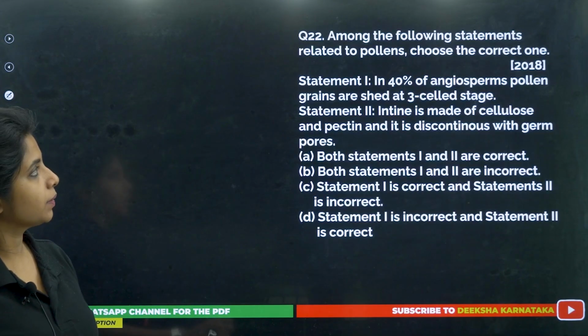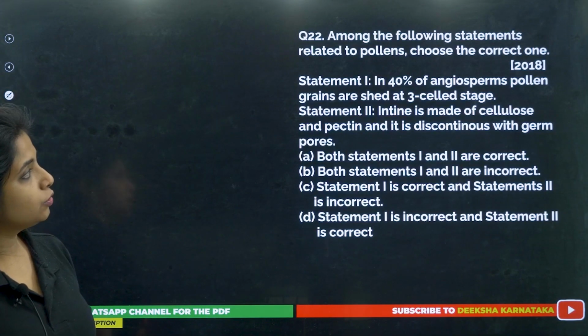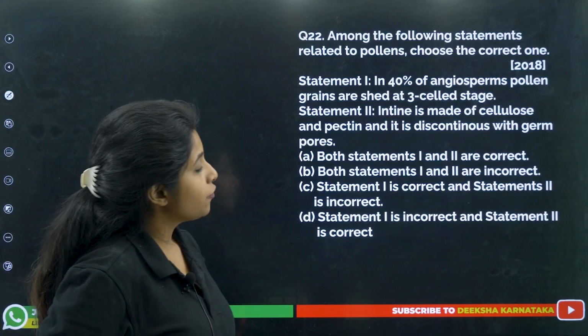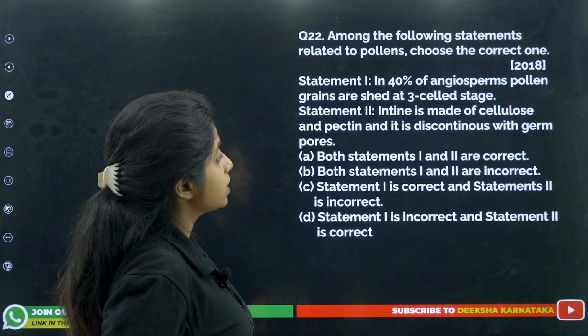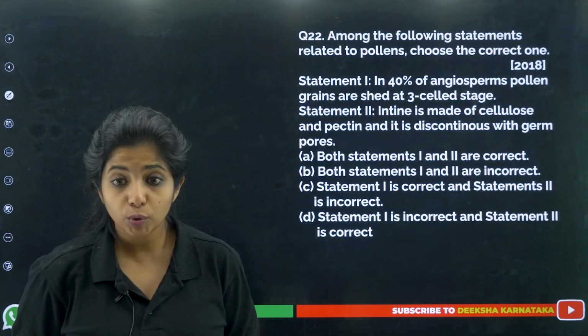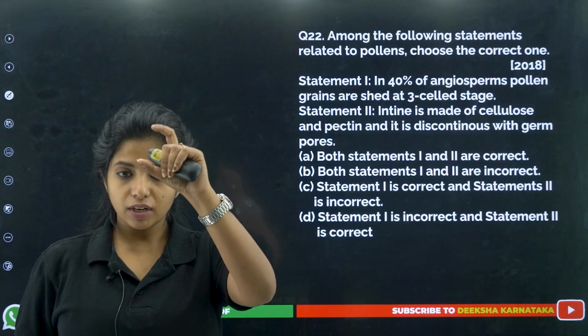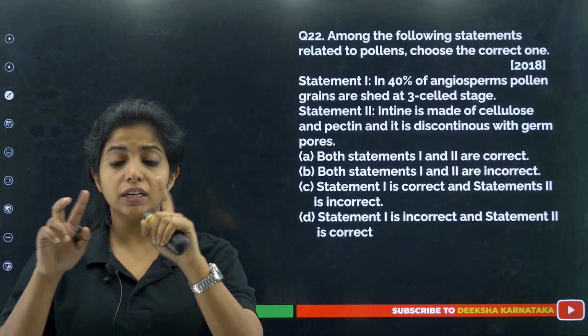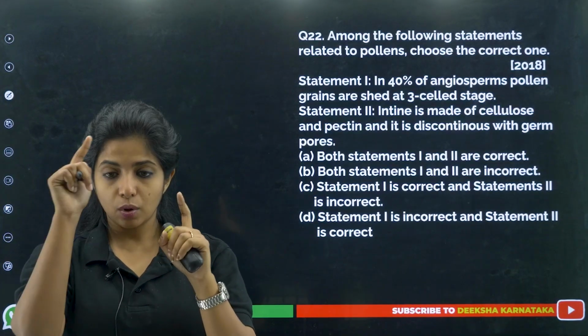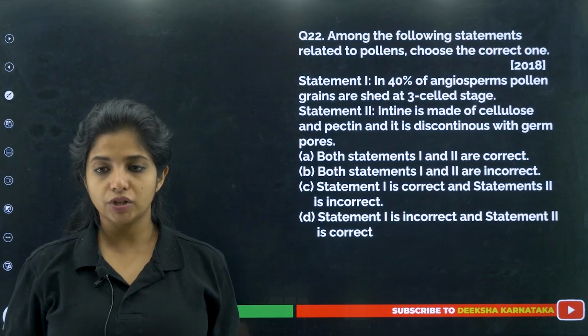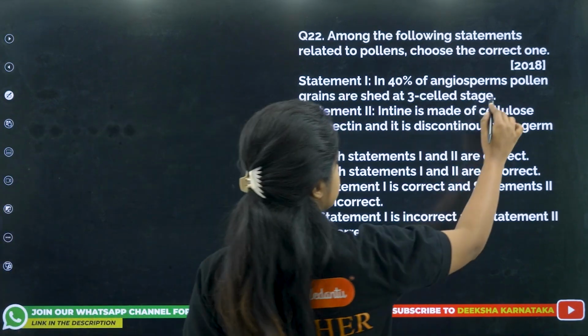Next. Among the following statements related to pollens, choose the correct one. In 40% of the angiosperms, pollen grains are shed at 3-celled stage. I told you, yes. The vegetative cell is there, the generative cell divides into 2, and then you have 3 cells: 2 male gametes and 1 vegetative cell. So in 40%, this is the case.